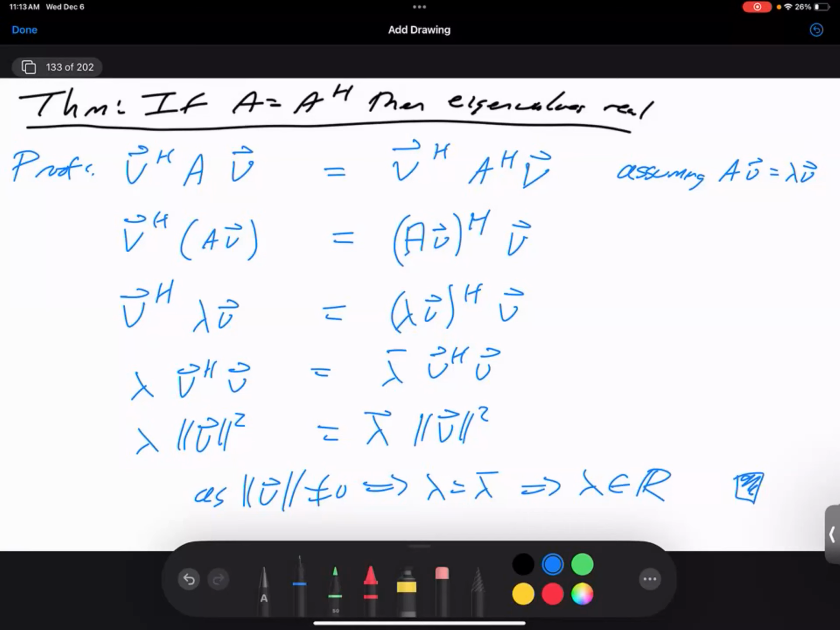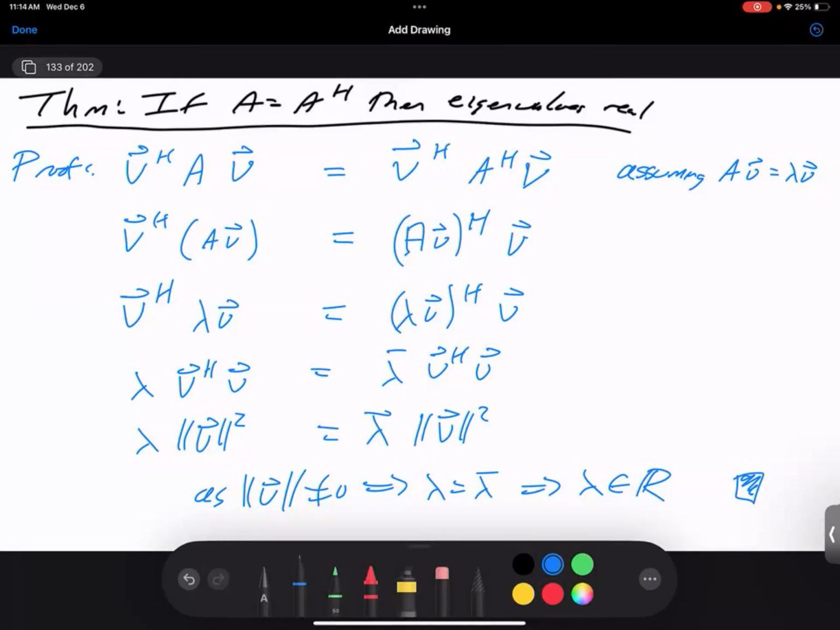So I could actually do this whole proof again, replacing all the H's with T's. Yes or no? Yes. So if I just use a transpose, I would not be getting a lambda bar here. That's one issue. So you would actually get lambda equals lambda. We don't know that V transpose V is not zero. Just because the eigenvalues are real does not necessarily mean the corresponding eigenvector is real. So we can't just replace all of the H's with T's. But because any real symmetric matrix is also complex Hermitian, the result holds because they're a special subset.